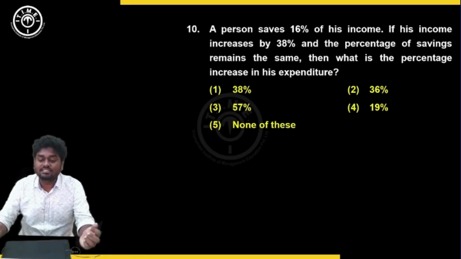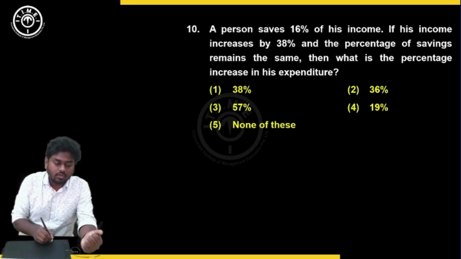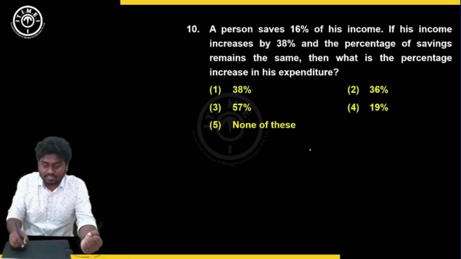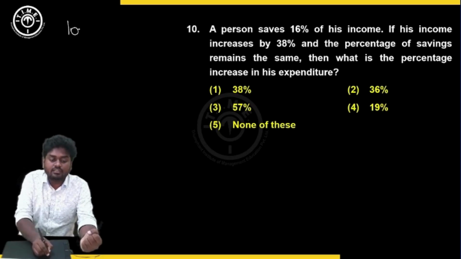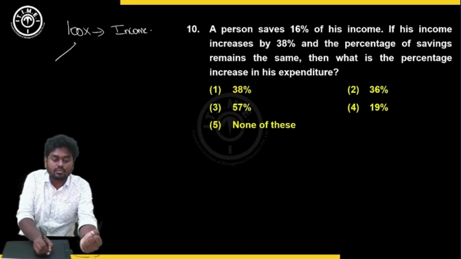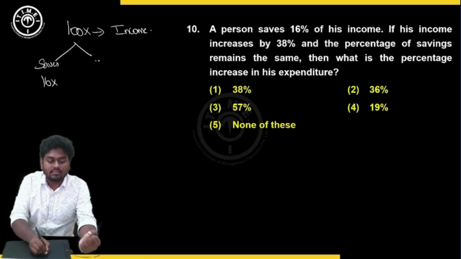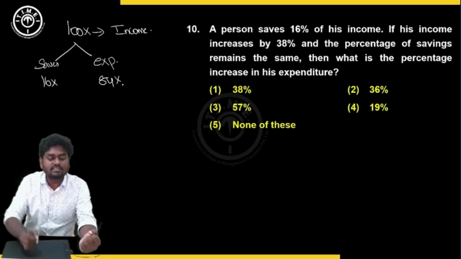A person saves 16% of his income. Right? Normally what happens? The person is saving 16% of his income. So what can we do? As we already did, if I assume 100x to be the income, then what does he usually do? He is saving 16x, and the remaining 84x is the expenditure.